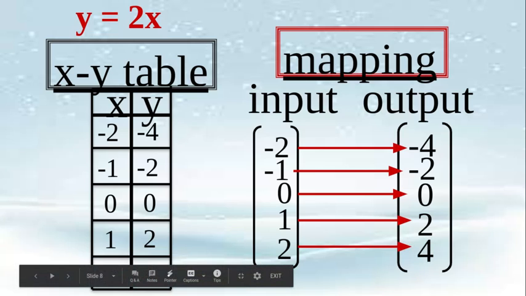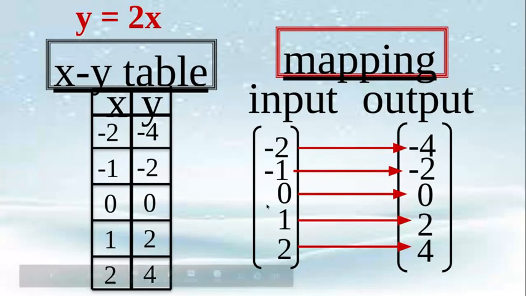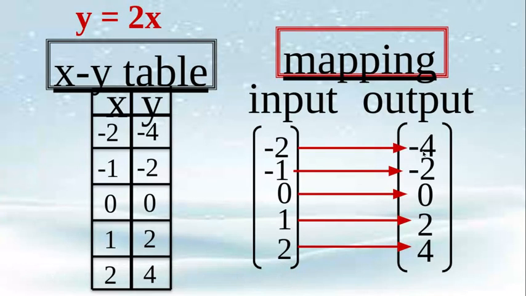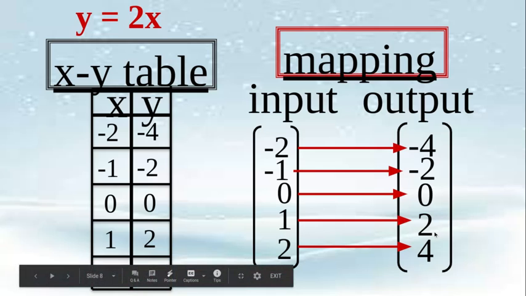That's it. That's what mapping is. Mapping basically shows your domain, shows your range, and it tells you x goes to what y. -2 matches to -4. 0 goes to 0. 1 goes to 2. And then you got to tell, is it a function or not?